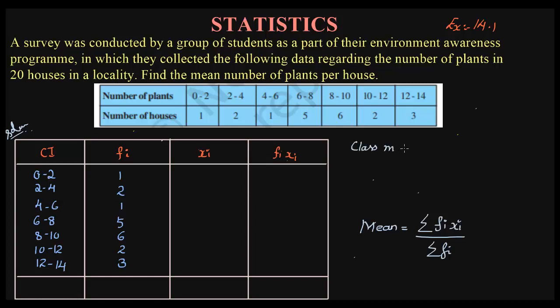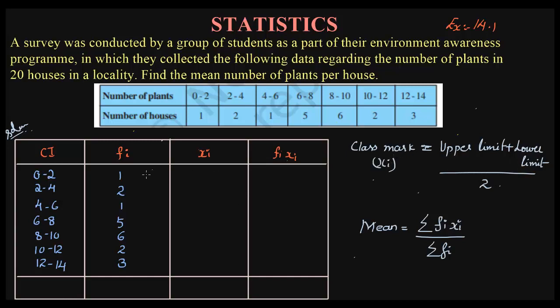Okay, class mark or midpoint. How do we find midpoint or class mark? Upper limit plus lower limit divided by 2. This is the formula to find the class mark or xi.